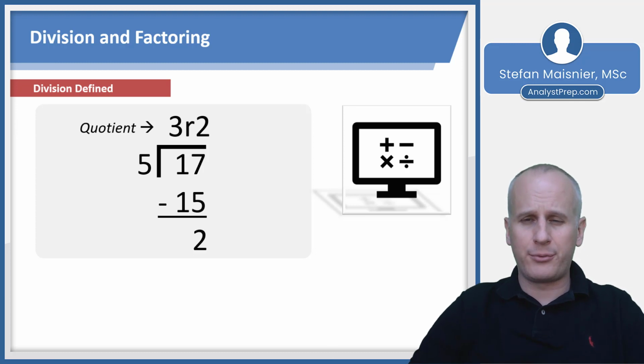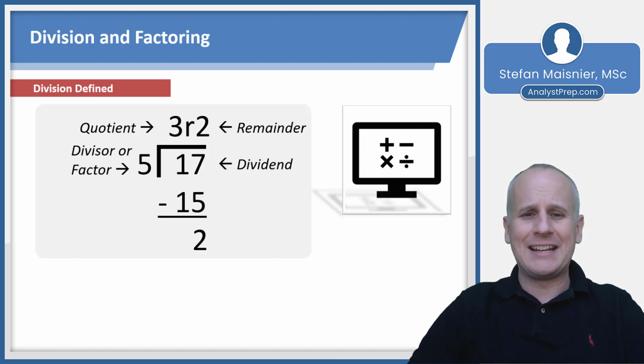And we call the 3 the quotient. So the quotient is the result of division as an operation. The 2, of course, is the remainder. It's the whole number left over from the 5 that didn't evenly go into 17. 5 itself is known as the divisor or factor, and 17 is what is known as the dividend.